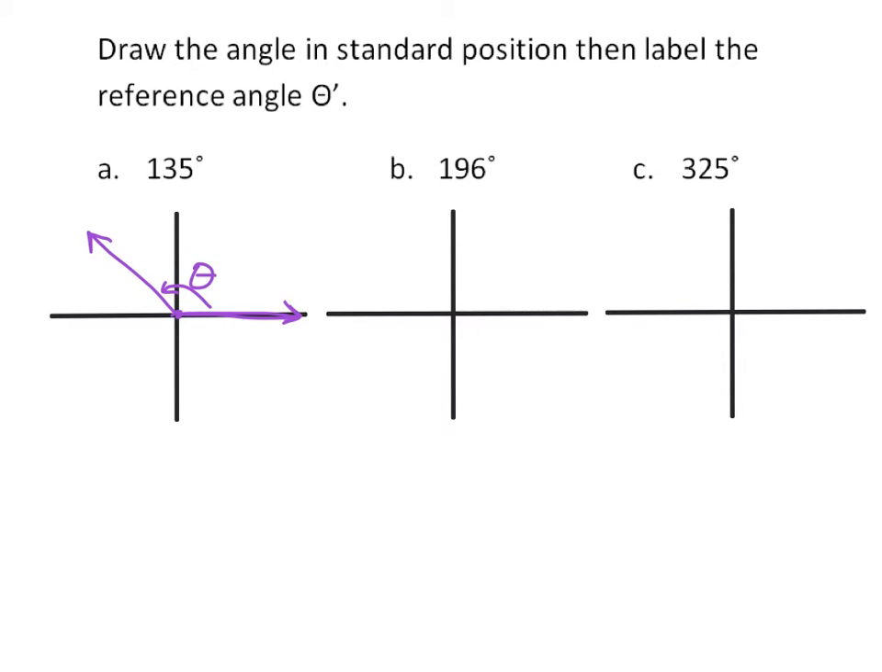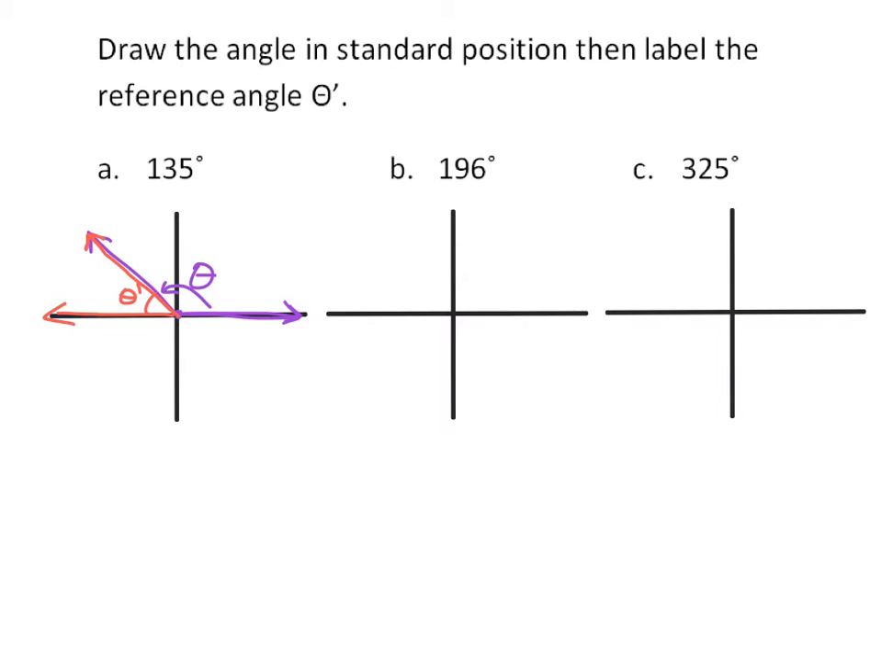And we want to draw theta prime. Now again, this is just like the one on the previous example. We're going to use the terminal side of theta, and then the nearest x-axis, which is right here, and this is theta prime. Put that prime in there, sorry.